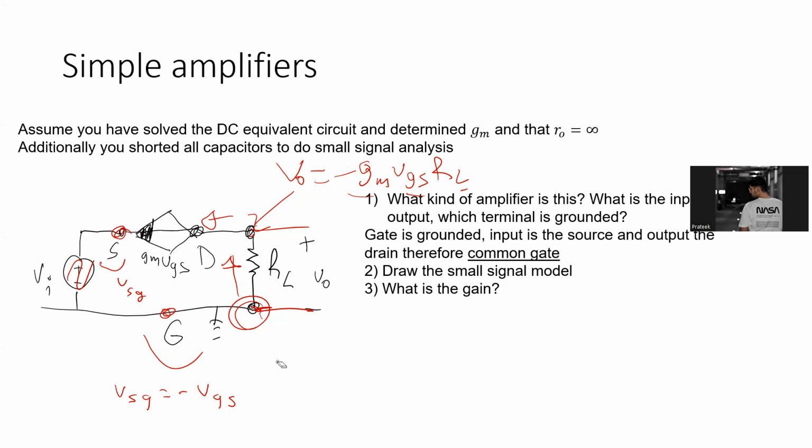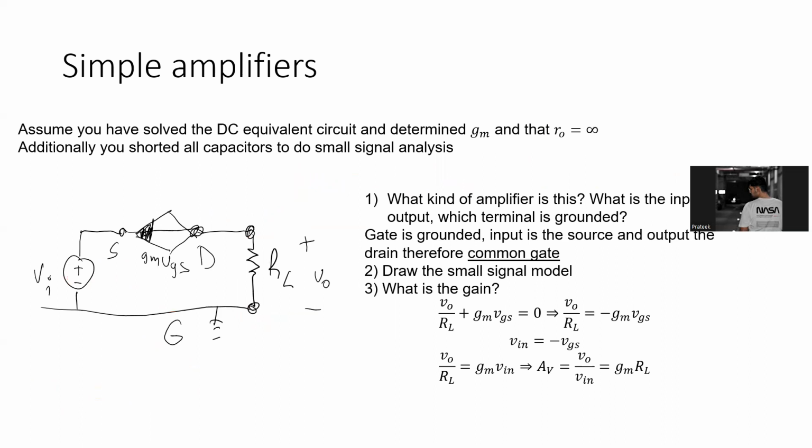Okay, so does anyone know the gain at this point, I guess? Yeah, it's just GMRL. So basically, this is a VIN. So then you get that the output is just GMRL VIN. And then you can just divide by VIN to get that AV is actually GMRL. Cool.